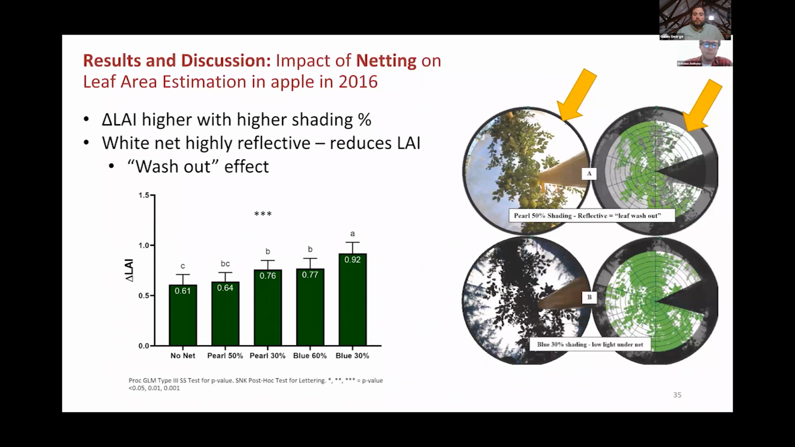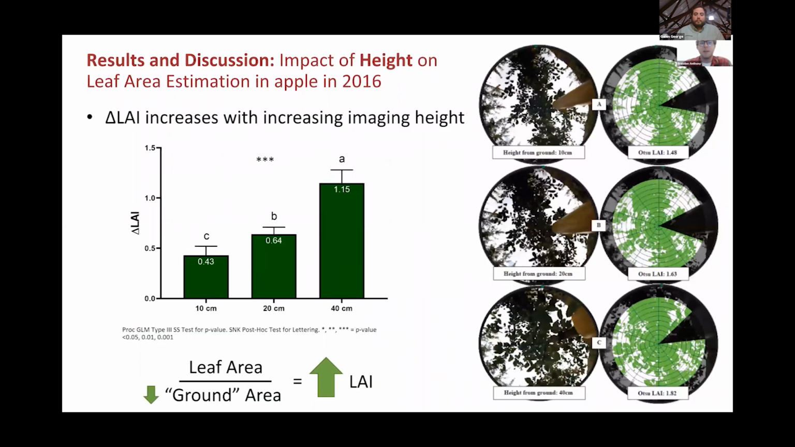When we look at the impact of height on accurately estimating leaf area index, we realize that the further away you are from the canopy, the more accurate you're going to be. Lower to the ground, you're able to get the totality of the canopy, whereas as you get closer and closer, you are essentially reducing your ground area, or in the context of the camera pointing up, your sky area. And if you are reducing your ground area, then your overall leaf area index is going to be inflated again artificially.